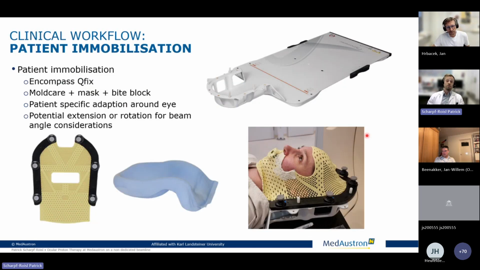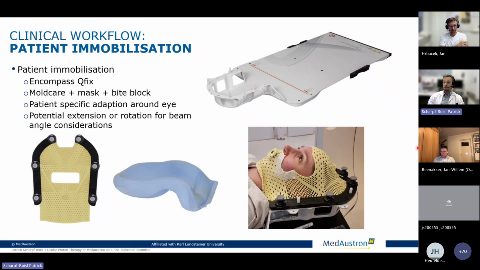Next, we perform the patient immobilization, usually 2 weeks after surgery, so the eye has time to heal. Sometimes we also perform it a bit earlier if necessary, if we need to treat the patient more quickly. Immobilization is performed with an encompass screw-fixed tabletop, and we use a mold care in the back of the head, plus a mask and a bite block to properly position the patient's head.